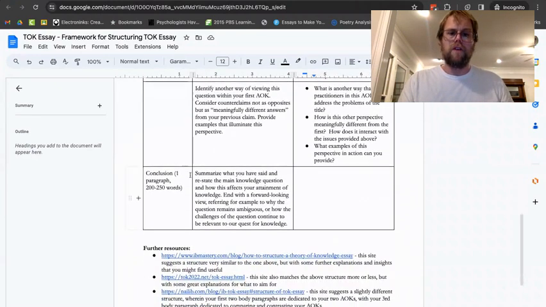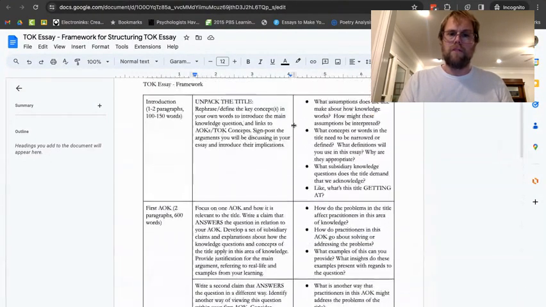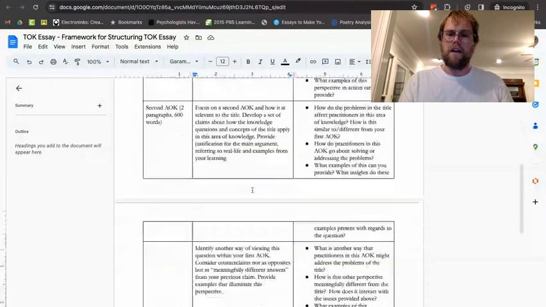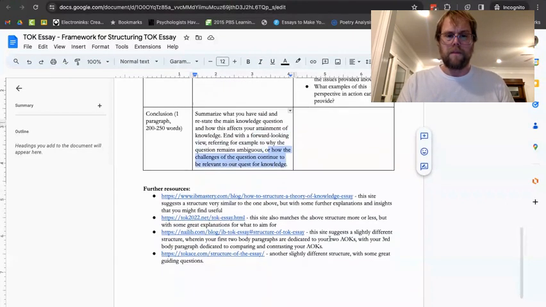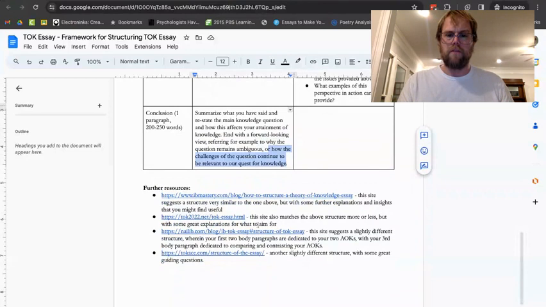And then to conclude, bring it back to that thesis statement, see if it still stands, or do you need to modify your thesis by the end? And then leave us with something forward-looking, right? Which means how do these questions remain ambiguous? How will they continue to be relevant? Why is this important? Why does it matter? So what?